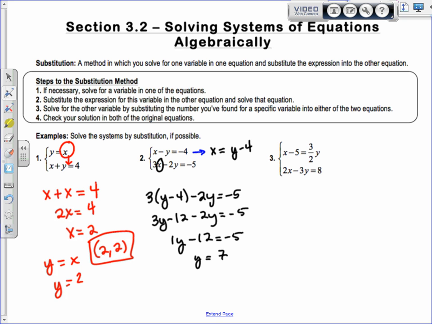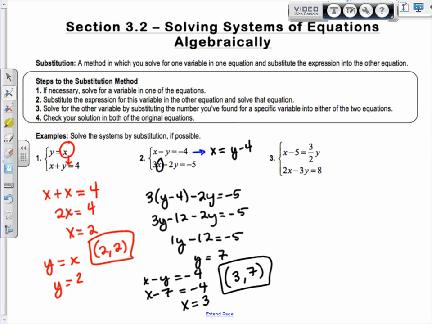All right, now plug 7 in. So I have x minus y equals -4. So y is 7, so x minus 7 equals -4. Add the 7 over, and you get x equals 3. So your point is 3 for x, 7 for y, (3, 7).